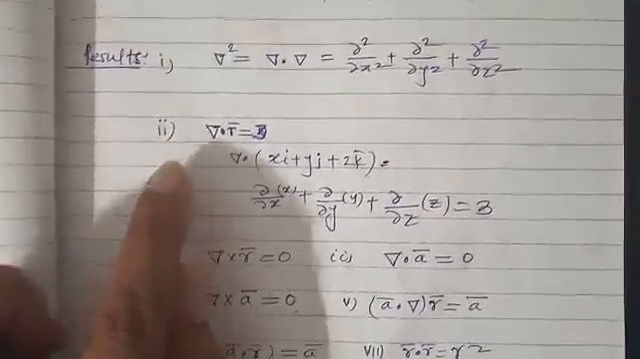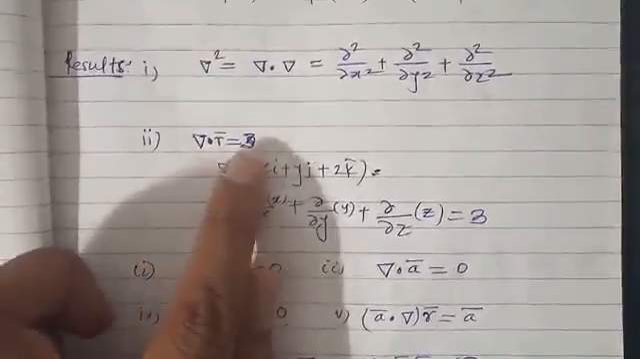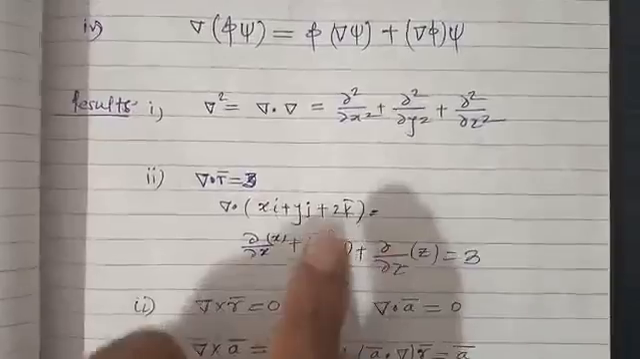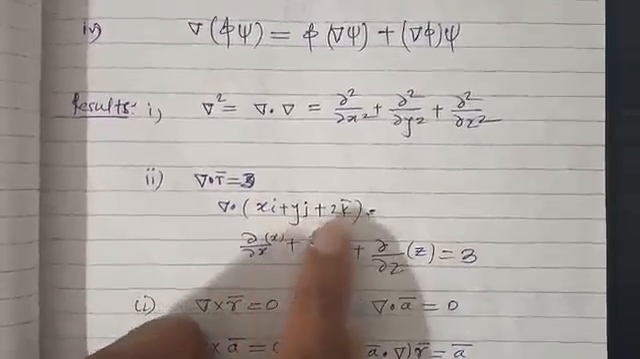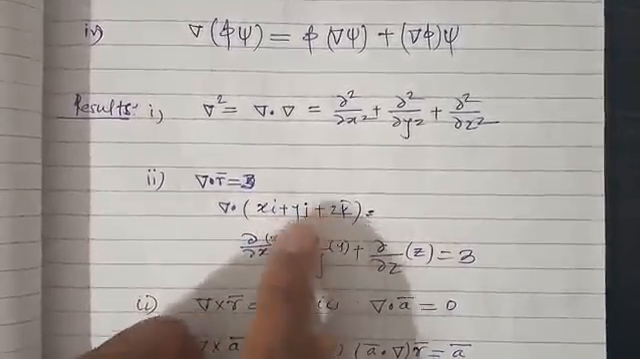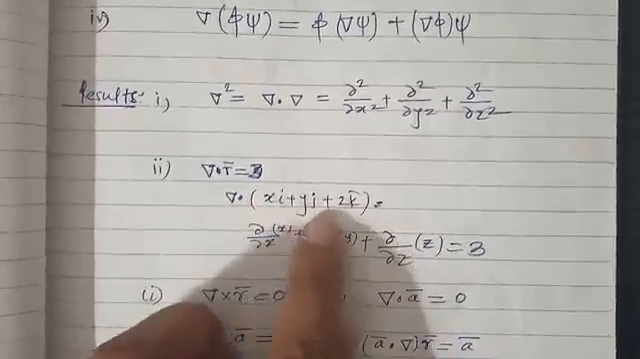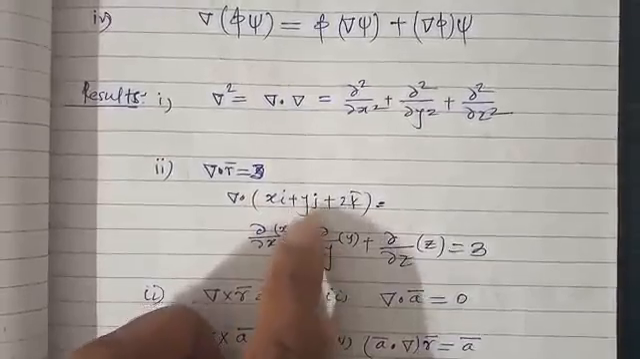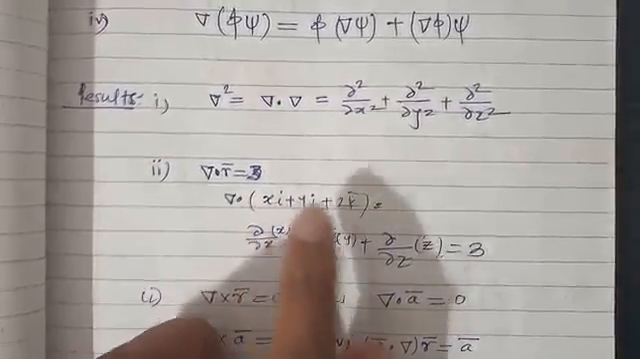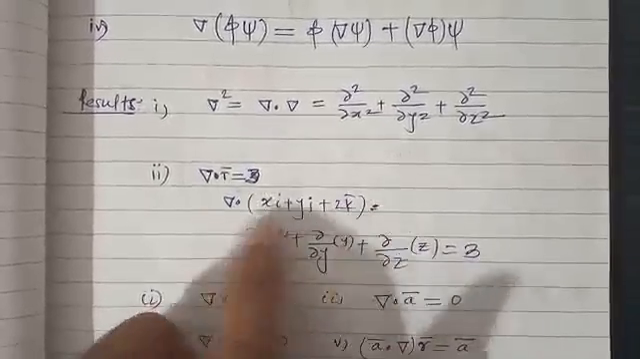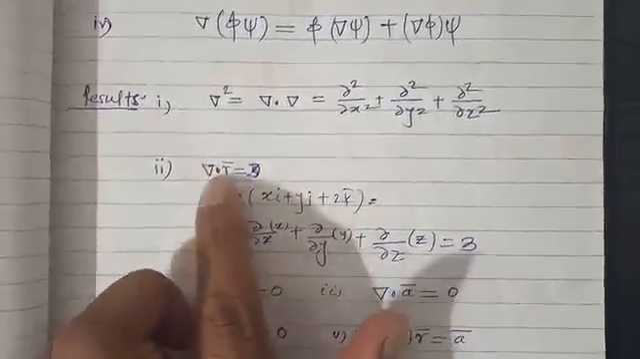Second, del dot r bar is equal to 3. Here r bar is x i bar plus y j bar plus z k bar. If we differentiate this, the derivative of x with respect to x is 1, of y with respect to y is 1, and of z with respect to z is 1. Therefore divergence of r bar equals 3.